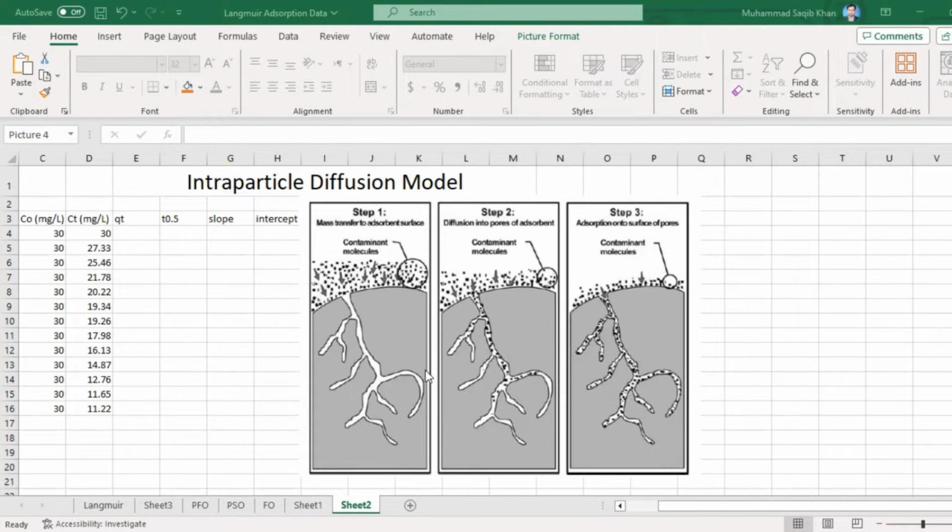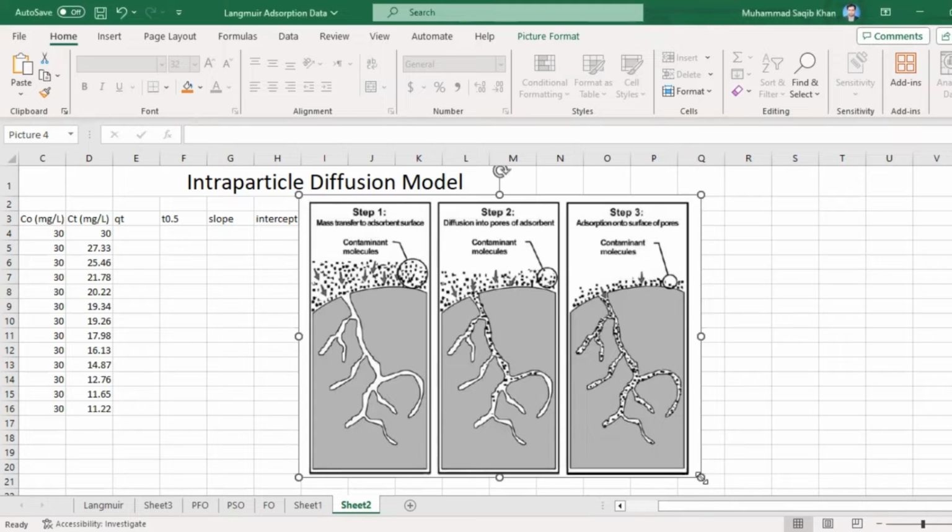Today we will discuss intraparticle diffusion. Before this, we discussed pseudo first order, pseudo second order, and first order reaction. As you know, adsorption is a surface phenomenon. This means that the particles or molecules are adsorbed on the surface of the adsorbent. But whenever there is an adsorbent, it may have intracellular spaces, and the particles may diffuse inside those spaces and adsorb over there.